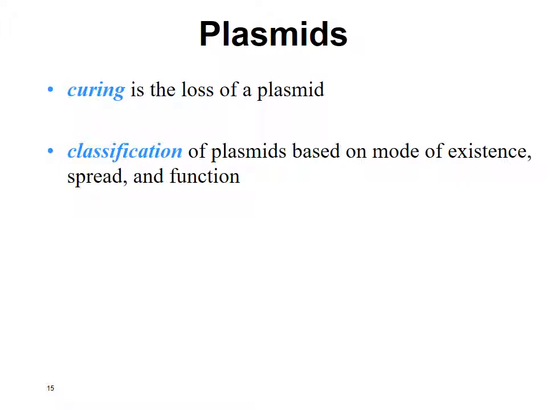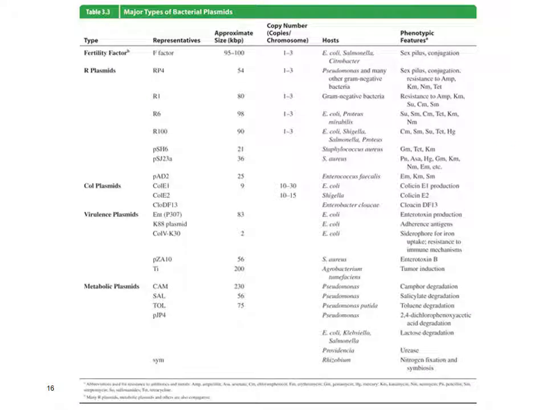Plasmids are classified based on their mode of existence, spread, and function. Here we have a summary of the major types of plasmids. Conjugating plasmids are one type. They contain the genes which encode the construction of hair-like structures on the outside of the bacterial cell. And these structures are called pili. Pili can transfer copies of those plasmids to other bacteria.